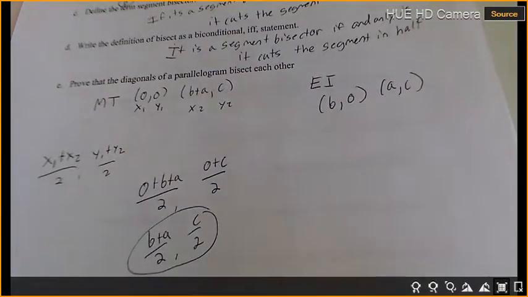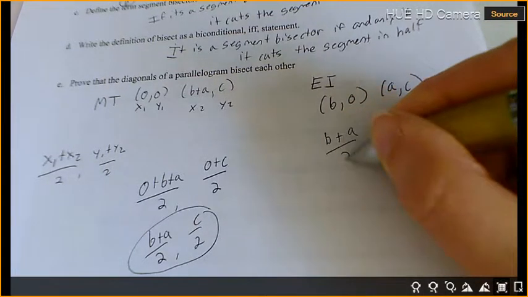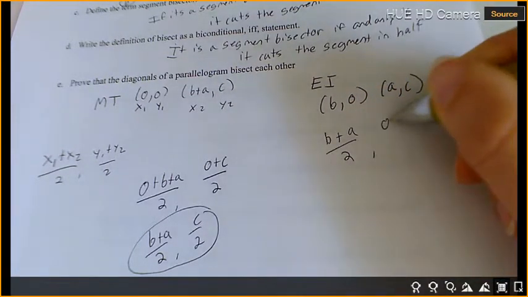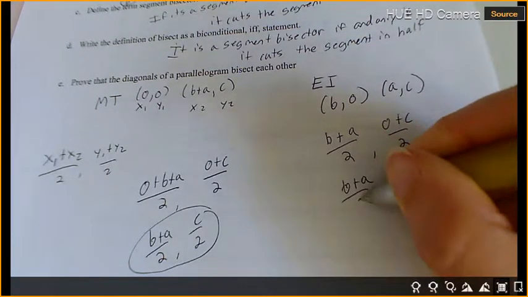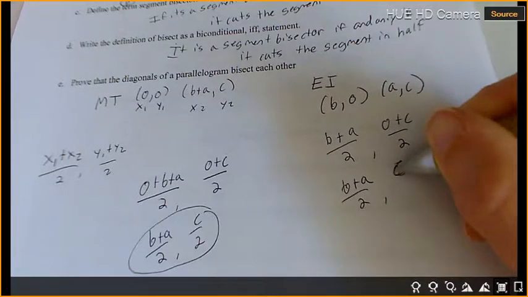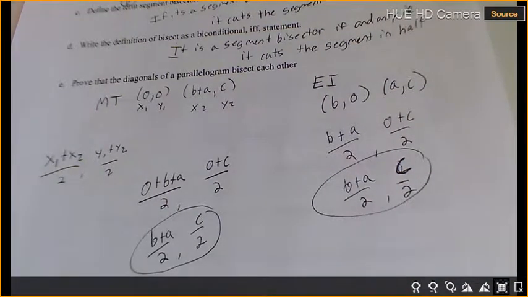Good. So we did B plus A over 2, and 0 plus C over 2. So we get B plus A over 2, comma, C plus 0 over 2, excuse me. So they're the same, right? So that proves that they bisect each other.